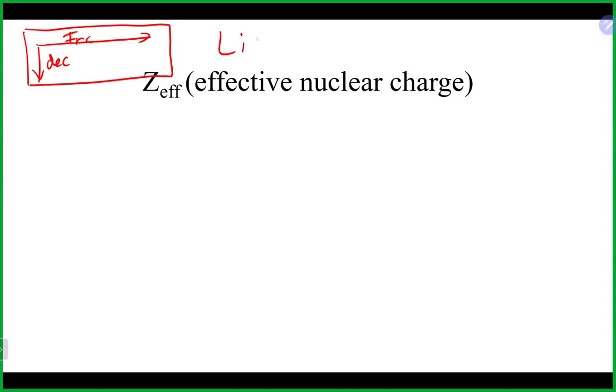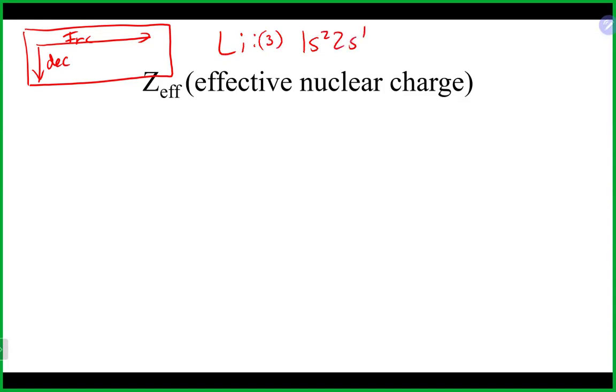The first trend is what is known as Z effective. This is what is known as effective nuclear charge. The general trend for effective nuclear charge is it increases as you go up and to the right, and decreases as you go down. We'll take a look at a really simple explanation. If we take lithium, which has 3 electrons, electron configuration 1s2, 2s1.